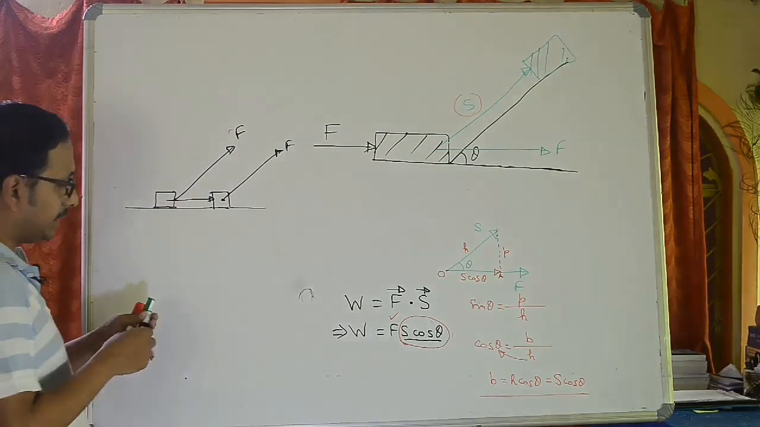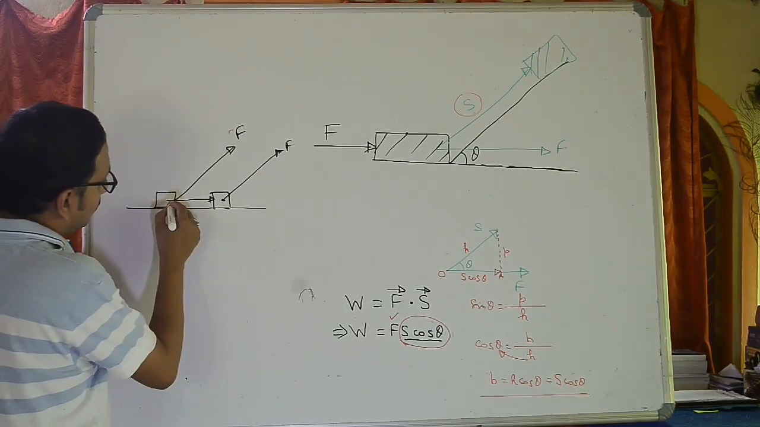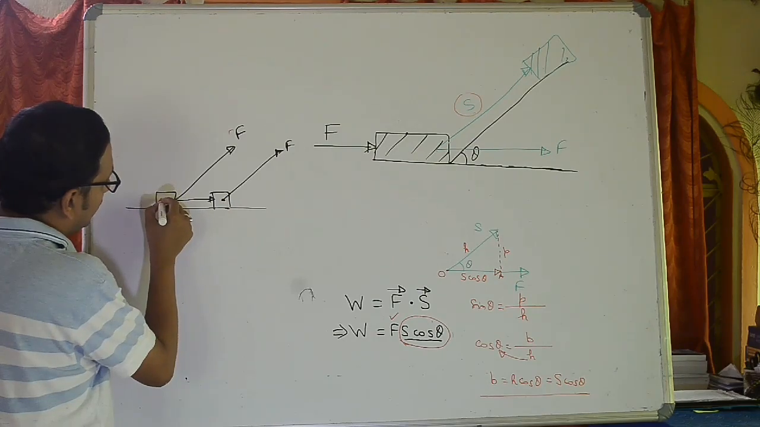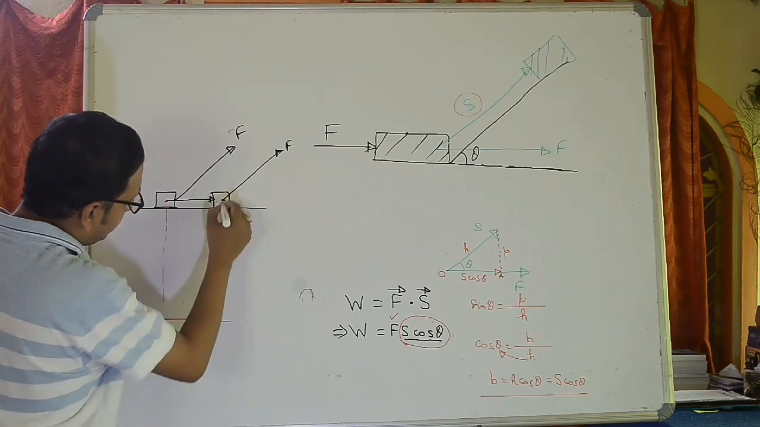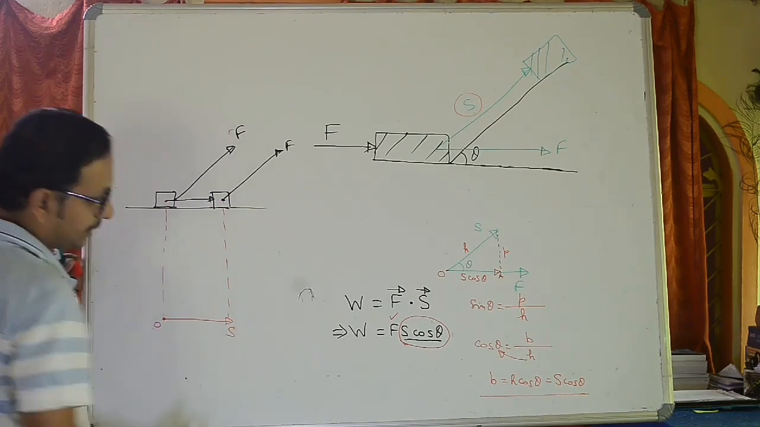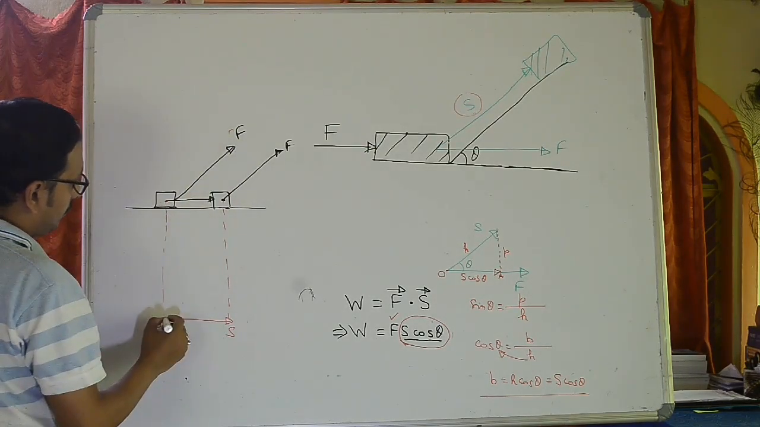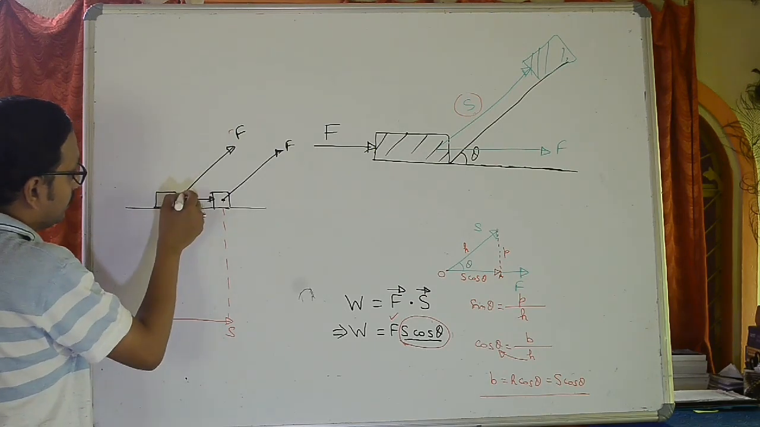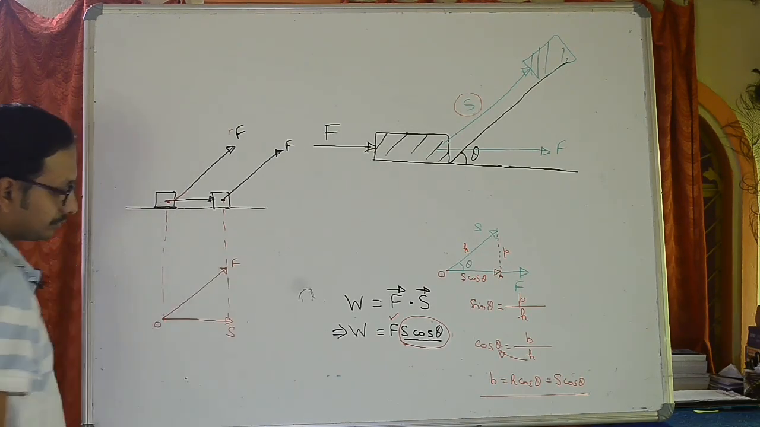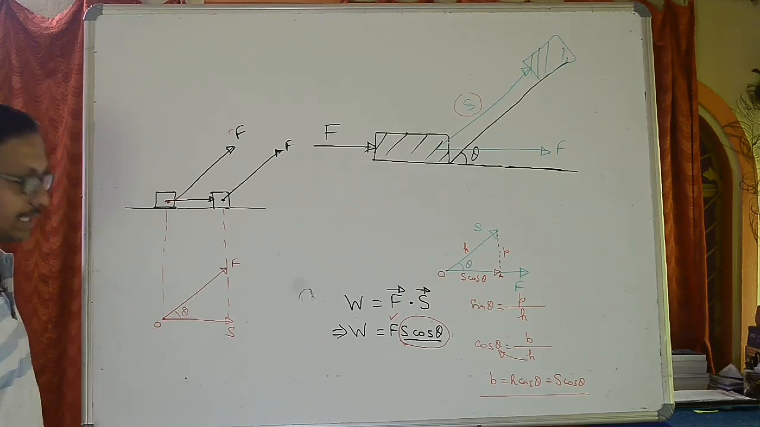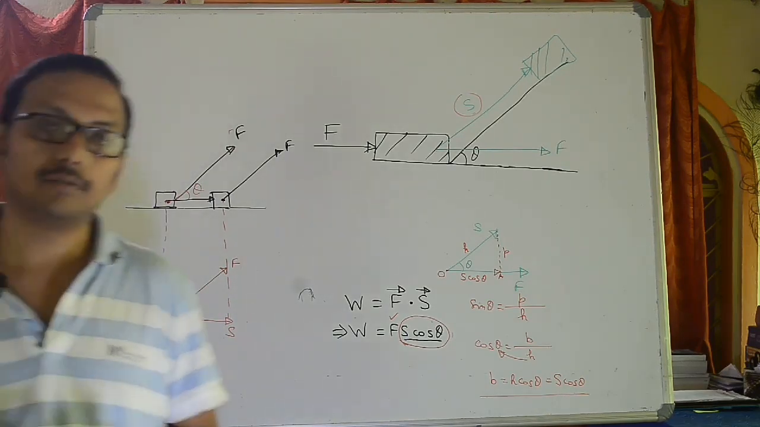So what was the displacement here? The displacement is from this portion to this portion. Let me draw over here. This is your O, this is your displacement, that is S. And what is the force here? Let me take the force from here only. From here, say, this is your force. Again we see there is an angle theta, the angle between force and displacement.